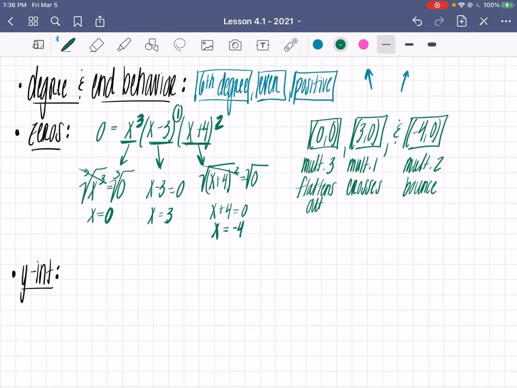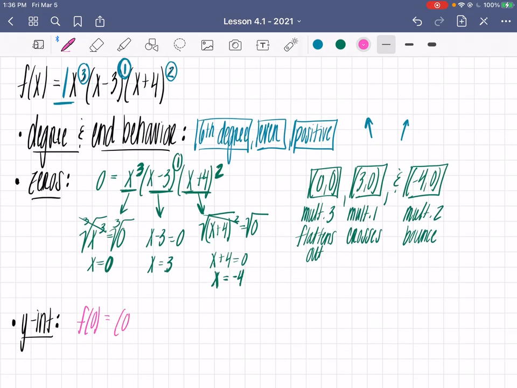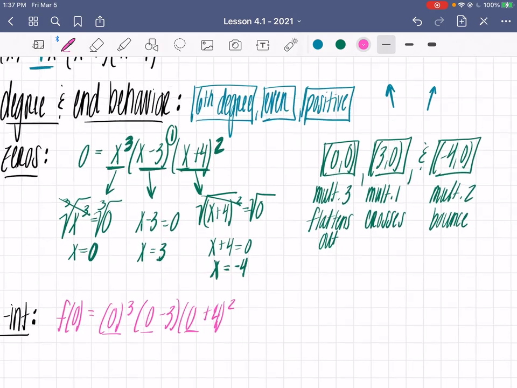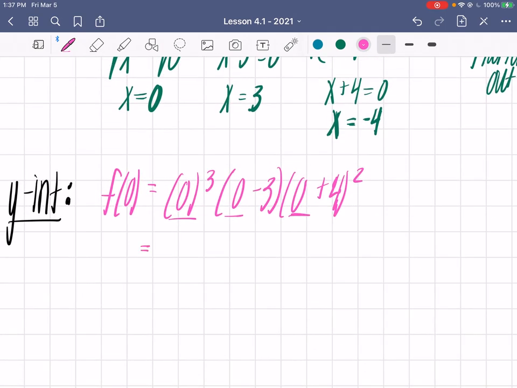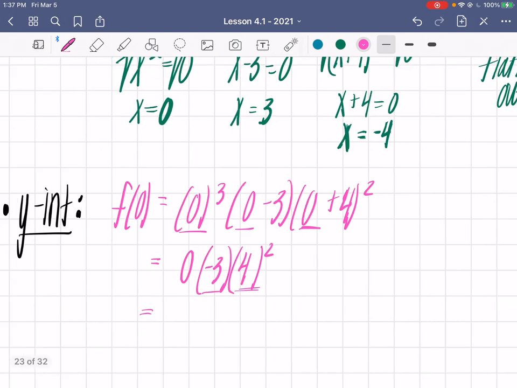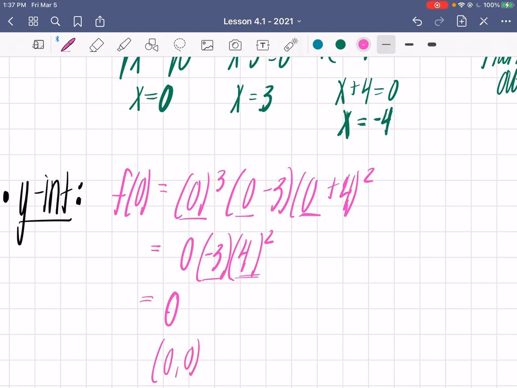Okay. Then, last but not least, the y-intercept. We are going to plug in 0 for x. So we get 0 cubed times 0 minus 3 times 0 plus 4, all that squared. And then we are going to simplify. So 0 cubed is 0. 0 minus 3 is negative 3. 0 plus 4 is 4 squared. And then it doesn't matter what these give us. 4 squared is 16 times negative 3 times 0. That just all equals 0. So my y-intercept here is just (0, 0).